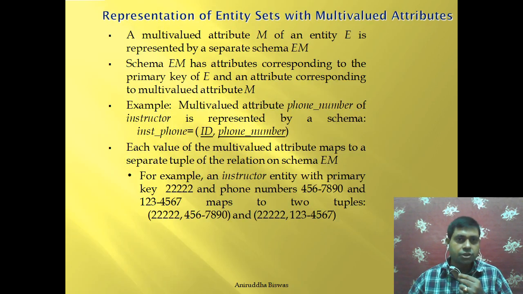Now, representation of entity sets with multi-valued attributes. In the database, we can also input multiple values of an attribute. Let's say, for example, this is an instructor phone. The phone number can be more than one, so that particular column with the phone number field may have more than one value. That is why it is called a multi-valued attribute. So this is the representation of a multi-valued attribute.